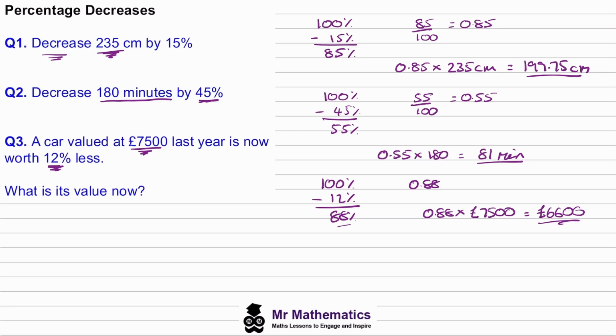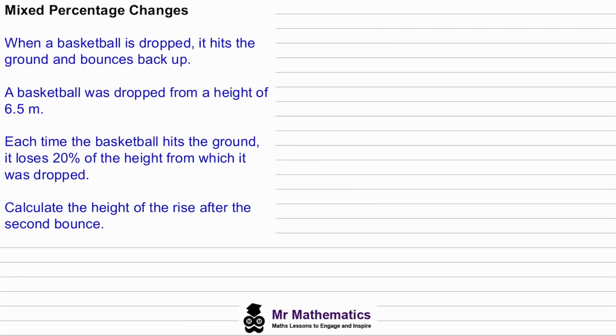Let's move on to 2 exam style questions. Okay, so we're told that when a basketball is dropped, it hits the ground and bounces back up. A basketball was dropped from a height of 6.5 meters. And each time a basketball hits the ground, it loses 20% of the height from which it was dropped. Calculate the height of the rise after the second bounce.